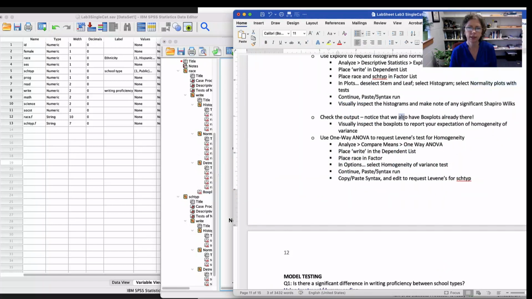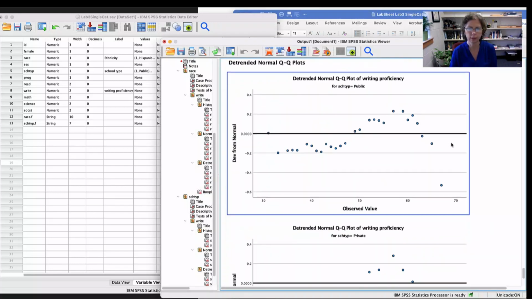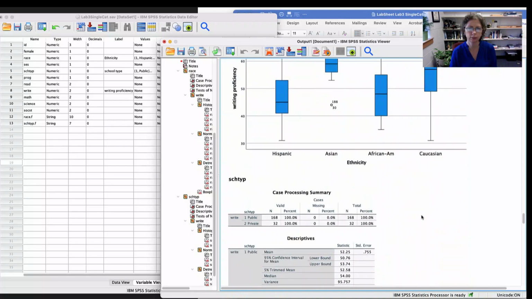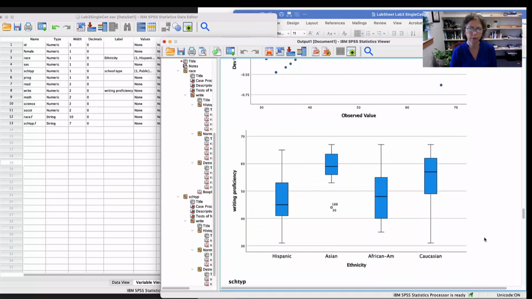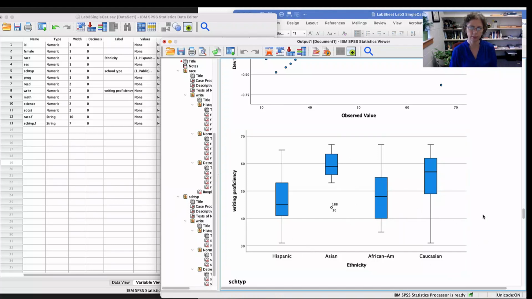Now notice in the output right now with the Explore output, we already have some box plots there. So we can visually inspect the box plots regarding the homogeneity of variance. Let's take a look at them. Down at the bottom, we have public and private box plot. And at the bottom of the race, we have those. So again, looking at the spread of scores, comparing between them.